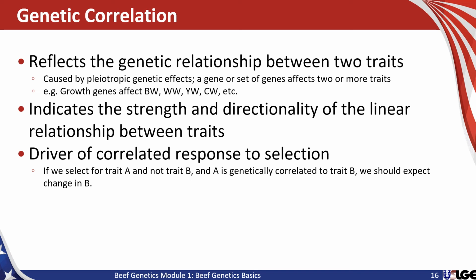The genetic correlation is a number, ranges between -1 and +1. And the sign and magnitude represent both the strength and directionality of that linear relationship between the two traits. Genetic correlations are a driver of correlated response to selection. So for example, if we make selection on trait A and don't pay any attention to trait B, and trait A is genetically correlated to trait B, then we should expect response or change in trait B when A is under selection.